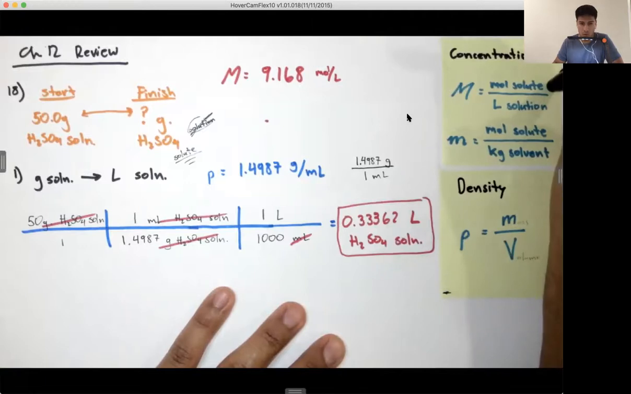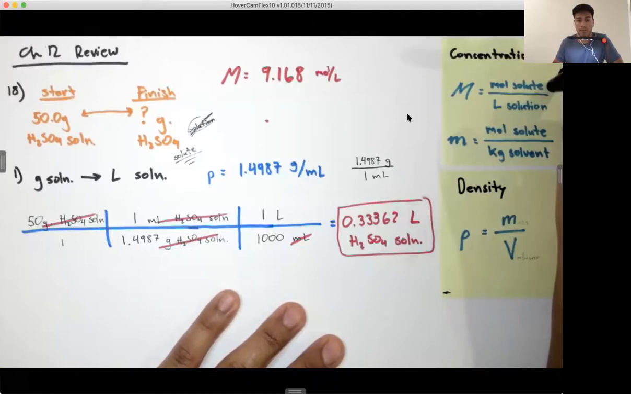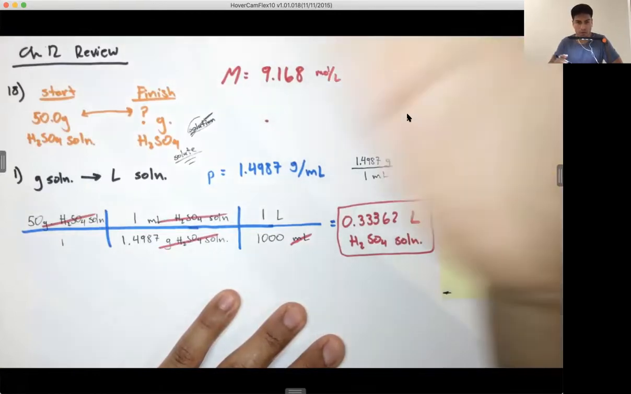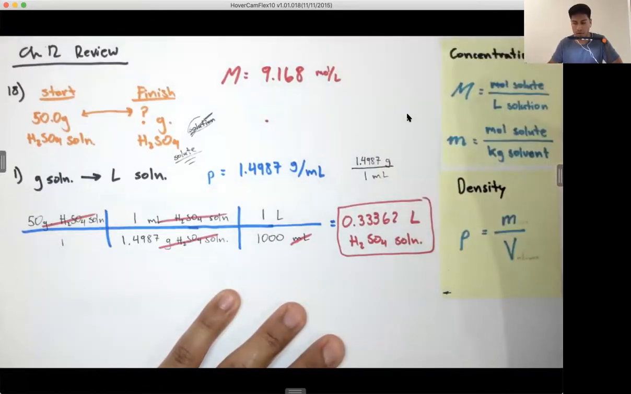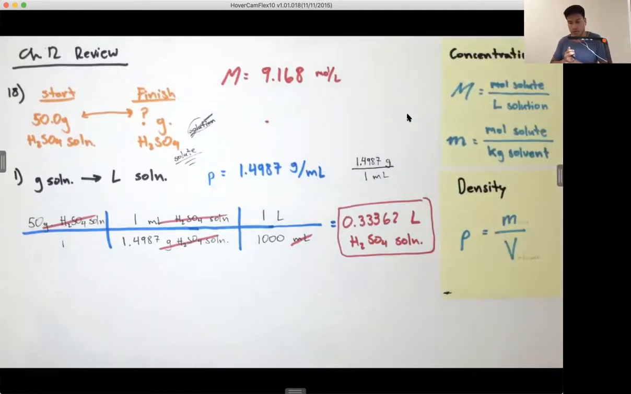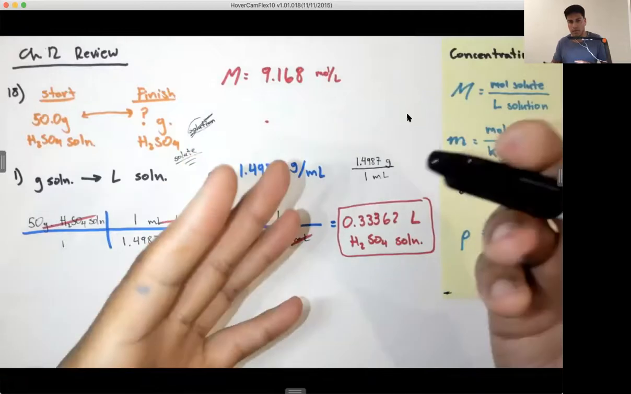Now, is moles what we want at the end? No. What do we want at the end? Grams of H2SO4, exactly. But if I know the amount of moles of H2SO4, is there a way that I can figure out the amount of grams that correspond to those moles of H2SO4? Is there a way to do that? What do you guys think? If I know the moles of something, can I figure out the grams of that?